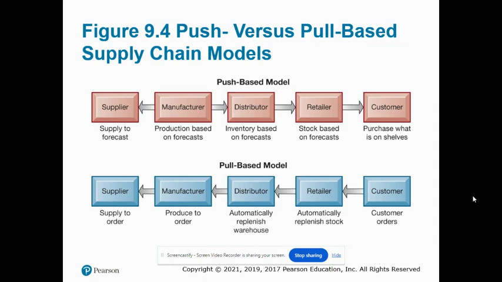Do you think there are some industries uniquely suited to the pull-based model? How about automobiles, appliances, and consumer durables? What are the drawbacks of a pull-based model?